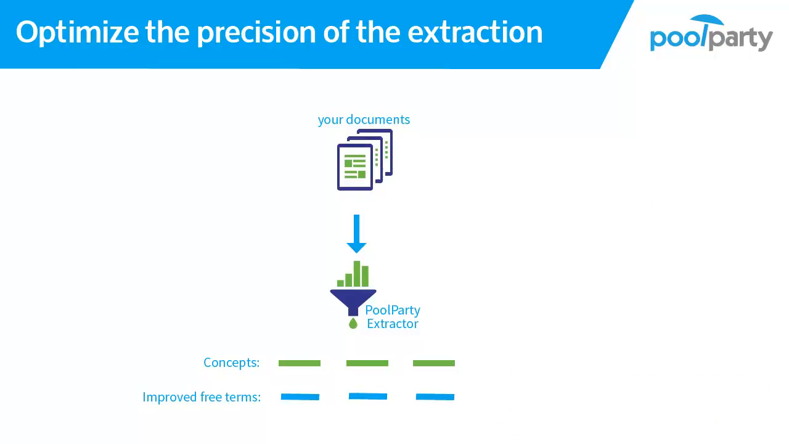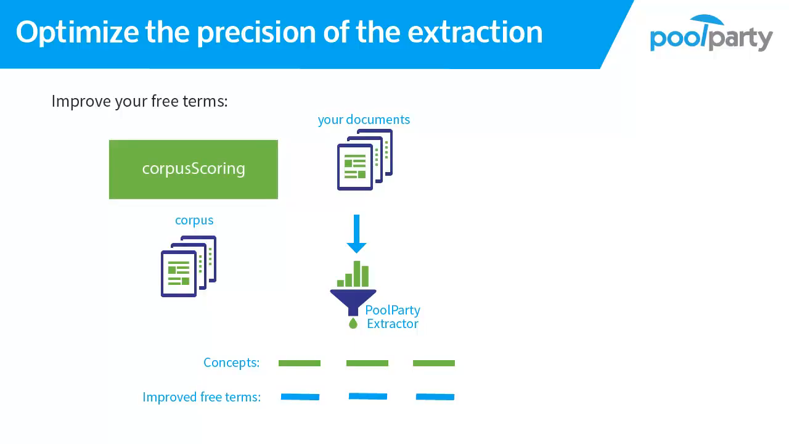Let's take a look also at the other parameters of the concept extraction call. There is a parameter which improves the extracted free terms, the corpus scoring. This requires a corpus ID, which is obtained when you upload a corpora in the corpus management feature. This corpora can act as the context of the domain you are doing concept extraction on, and focuses the suggested free terms on the context reflected in the corpus. You can learn more about corpus management and the concept scores in our previous sessions.